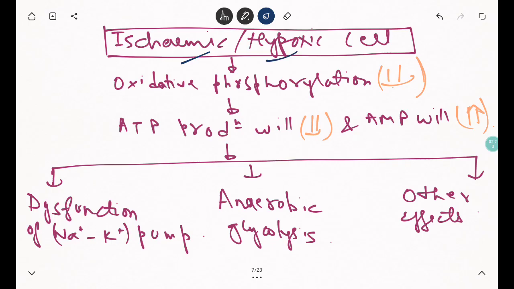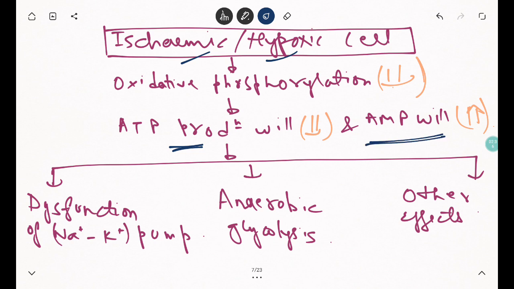Now, if a cell is suffering from ischemia or hypoxia, what will happen? Oxidative phosphorylation will decrease. What is oxidative phosphorylation? It is the process with the help of which ATP is produced. Because oxidative phosphorylation will decrease, ATP production will decrease. When ATP production decreases, AMP production will increase.